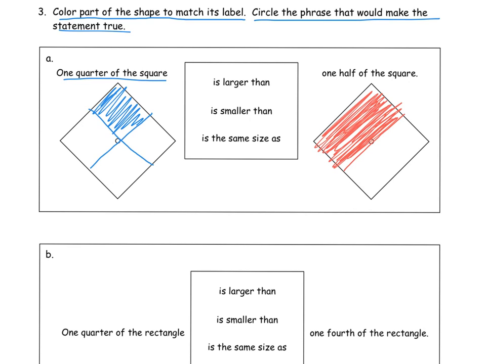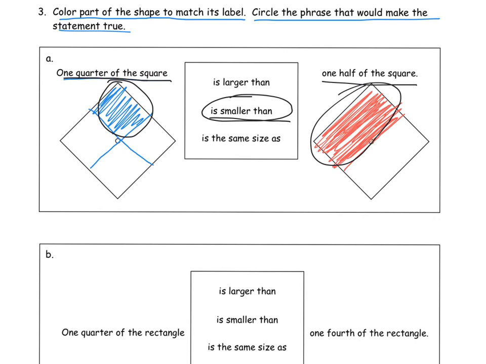Now, I need to know 1/4 is larger than, smaller than, or is the same size as 1/2. And when I look at these, I can see that this piece is smaller than this piece. So I'm going to circle this one to show my statement 1/4 of the square is smaller than 1/2 of the square.